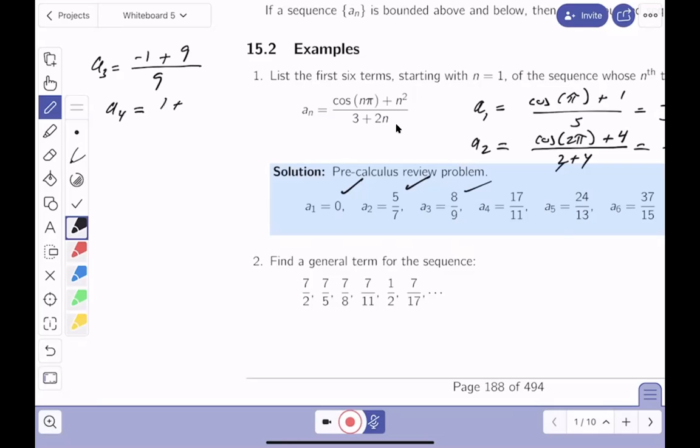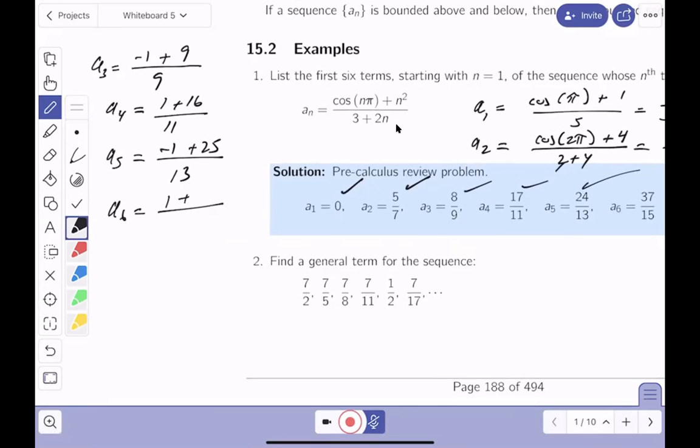Well, it's going to be 1 plus 16. I'm getting a little better now, aren't I? So it's going to be 3 plus 8, 11. That's 17/11 now. Bingo. Let's do a_5. Yes, I know it's tedious. So let's see what we got over here. It's going to be -1 now, plus 25. And on bottom, you get 3 plus 10, which is 13. So 24/13. Let's do a_6.